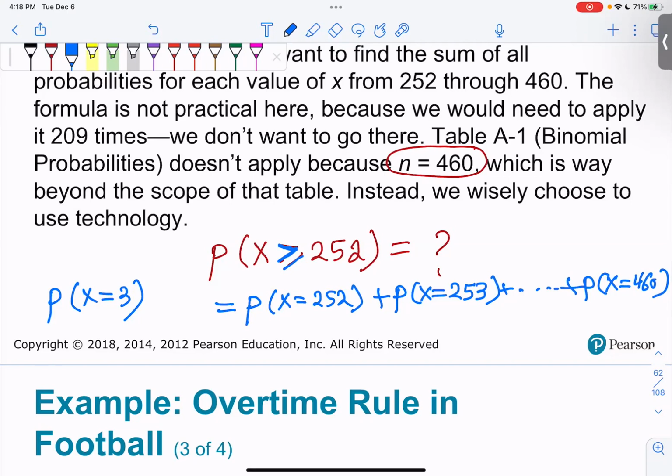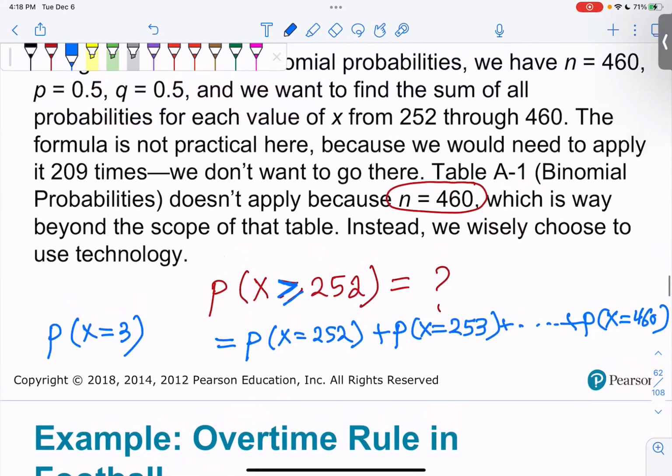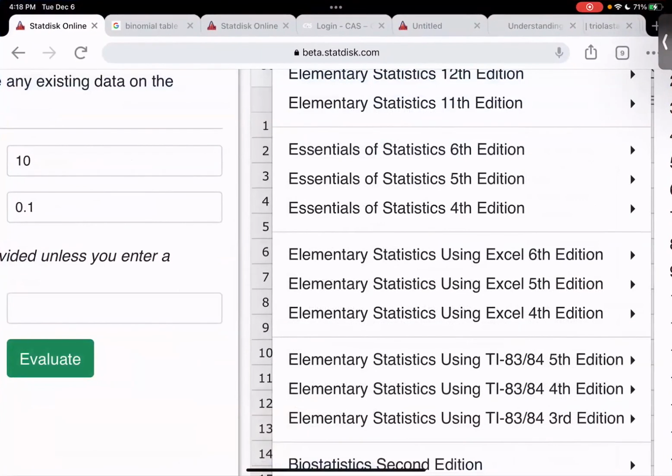Because if we want to do it manually, how many times would we repeat this process? Right, 209 times. So it's not easy to do manually. Then we have to do this using technology. It's easy to do using technology. Let's go back to this one here.